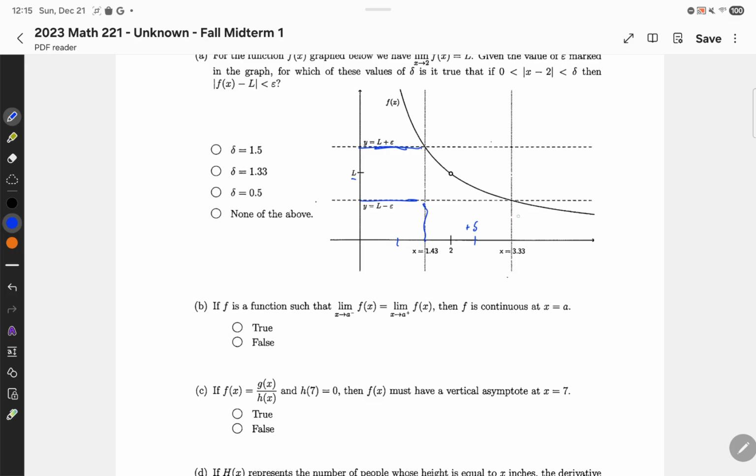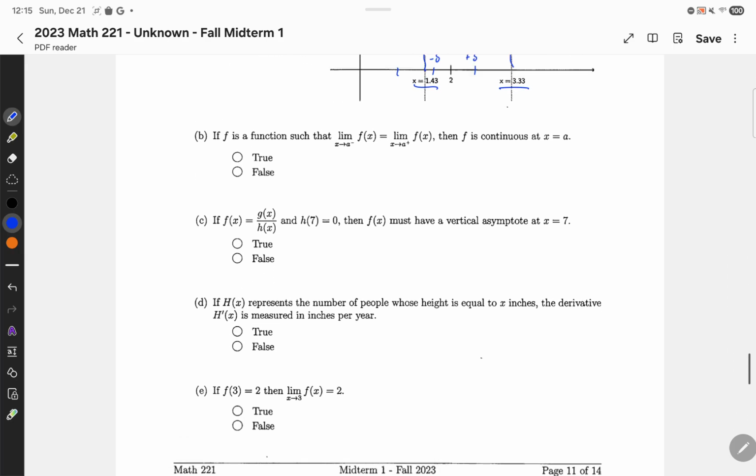We want to keep these deltas within this line and this line right here. So the last value we need to check is 0.5. Well, if we subtract 0.5, we get 1.5, which is within this left bound right here. And if we add 0.5, we get 2.5, which is clearly within this right bound right here. So we know that delta equals 0.5 will satisfy this question.